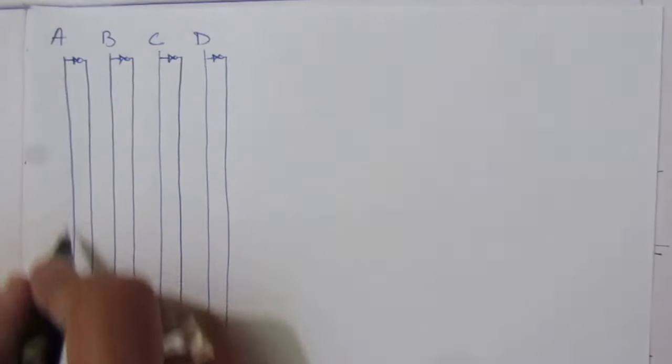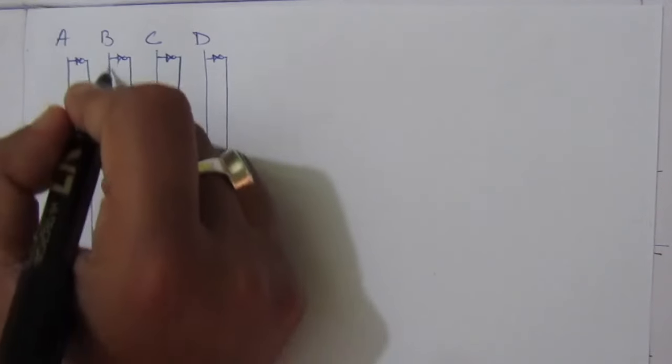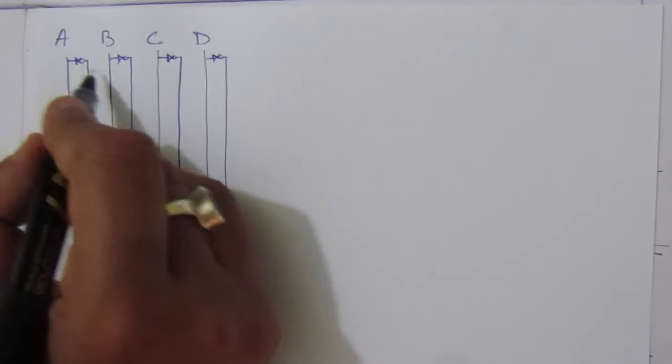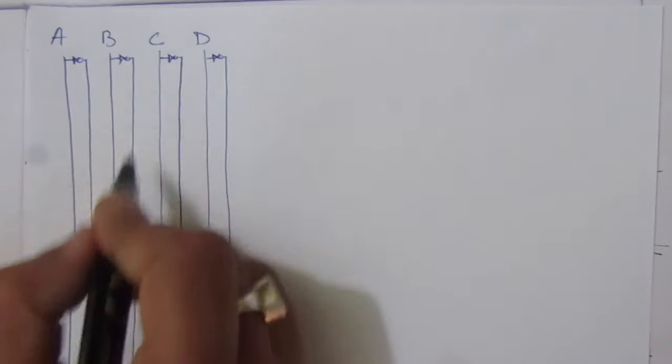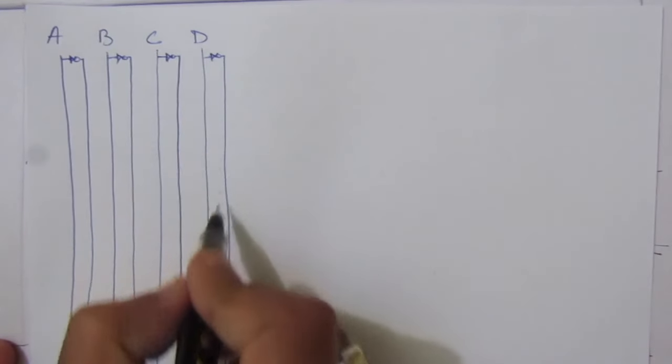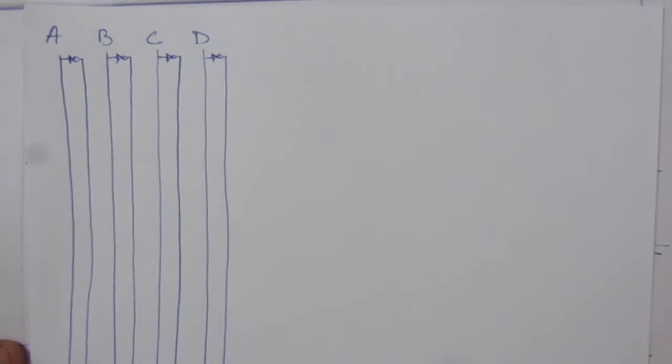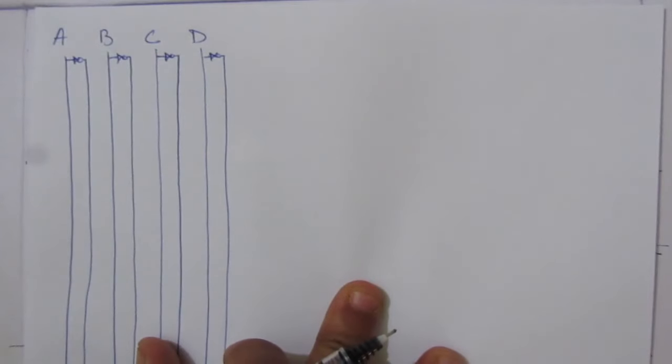I have drawn the lines for B, C, D, and we have taken inverters and found A bar, B bar, C bar, D bar in these lines. Now we have obtained all the A bar, B, B bar, C, C bar, D, D bar lines. Now let us realize all the expressions.